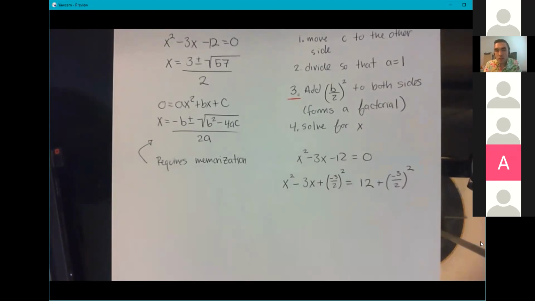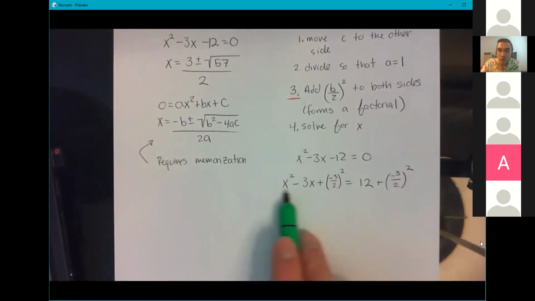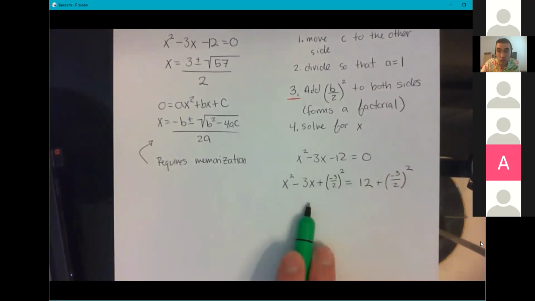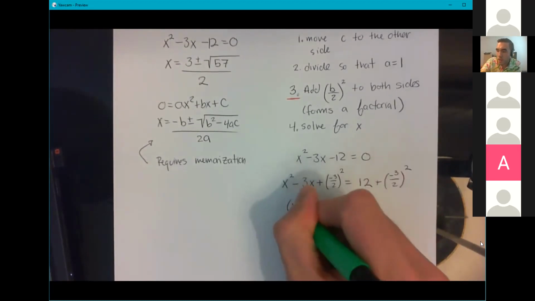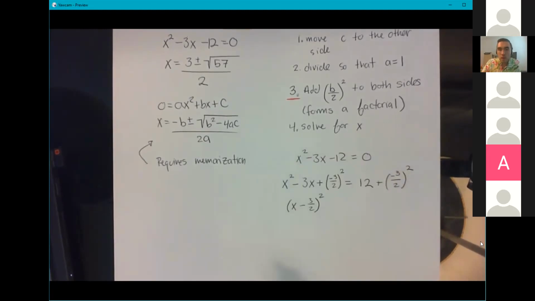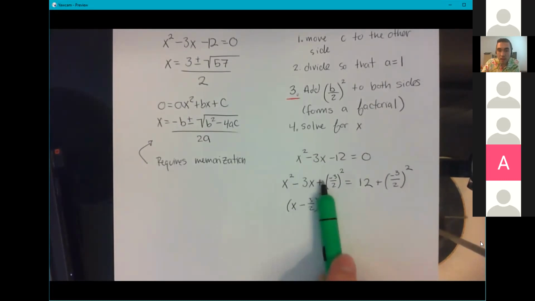Now, here's why this step is special and powerful. This is now a perfect square trinomial. This technique will always produce a perfect square trinomial. This can now be factored, even though this doesn't factor because it's ugly. I guarantee this step will always force factorization on the left-hand side. This is (x - 3/2) squared. I dare you, take this and FOIL it, and if you FOIL it, you will get back this step up here.